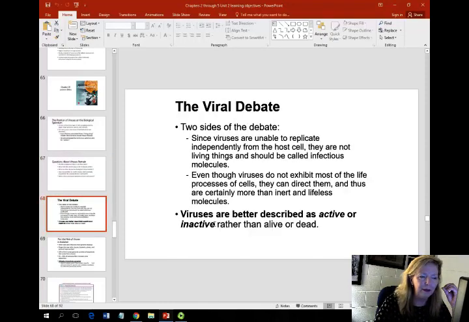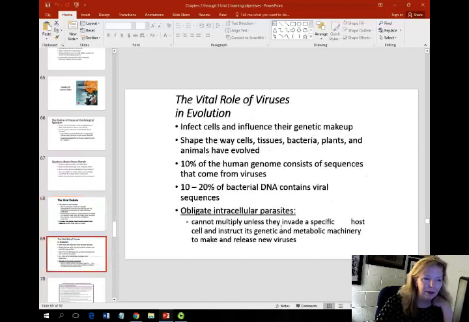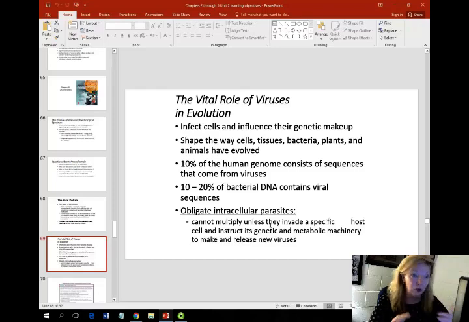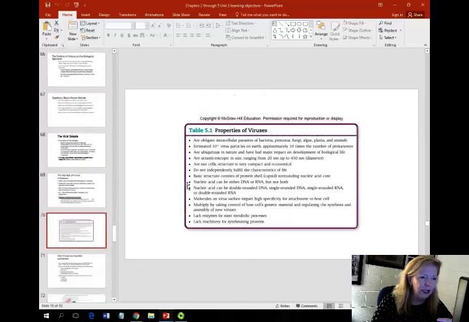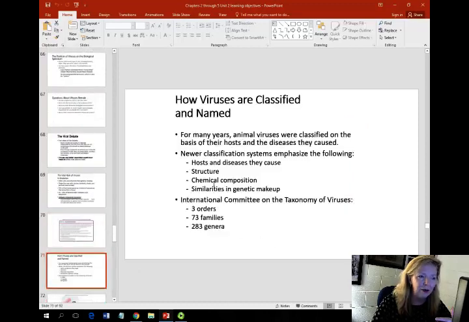You can debate that or not, but they're not alive, and that's why you don't find them in those three domains or those six kingdoms. They're obligate, intracellular parasites. What I do want you to know is that they don't even have to have DNA. Some of the worst viruses we know are actually RNA viruses. They just have RNA. Human immunodeficiency virus is one of those. Rabies is another virus like that. They don't even have their own DNA.